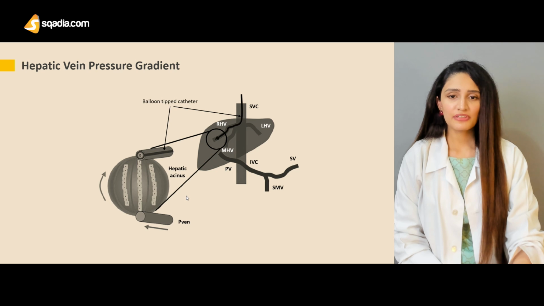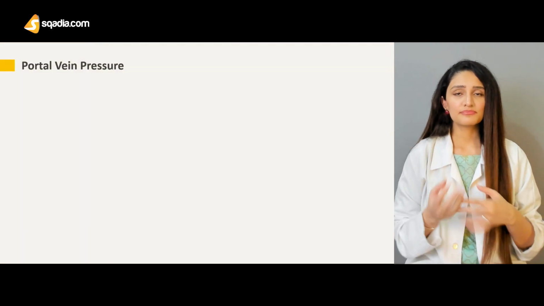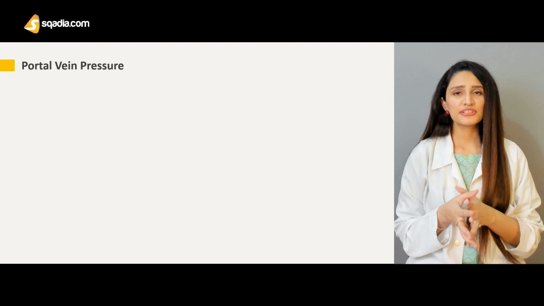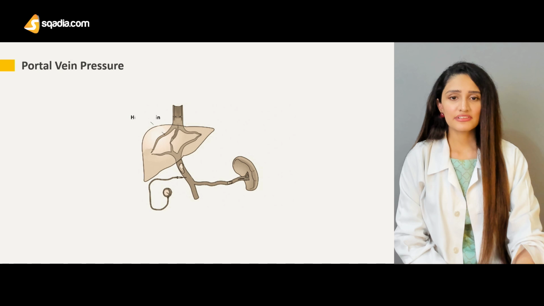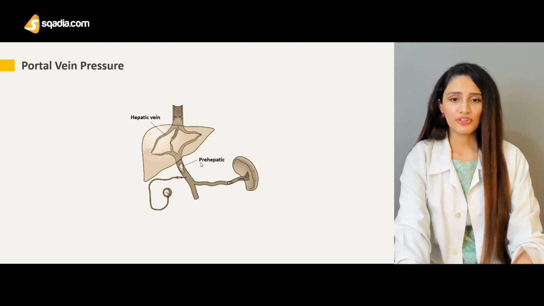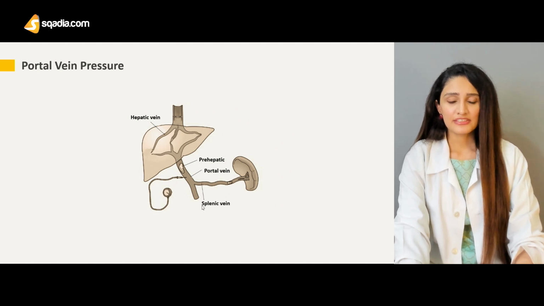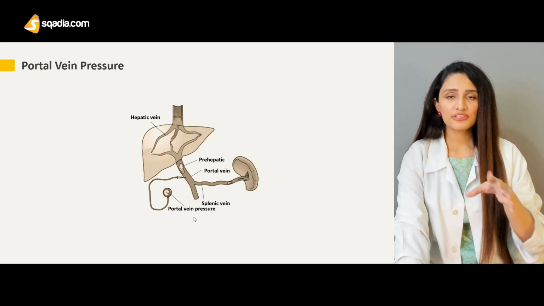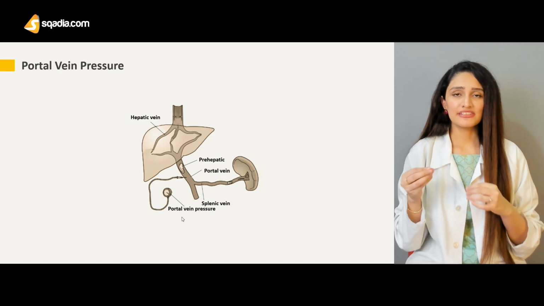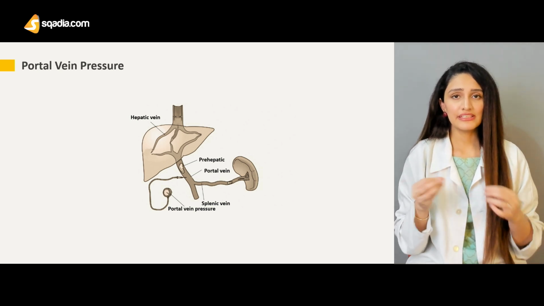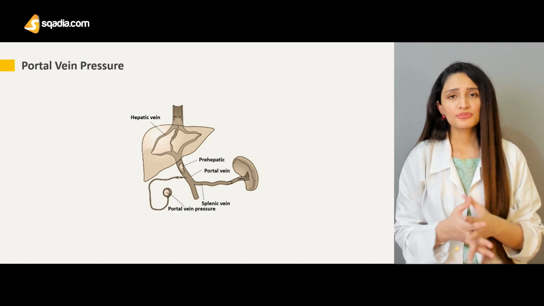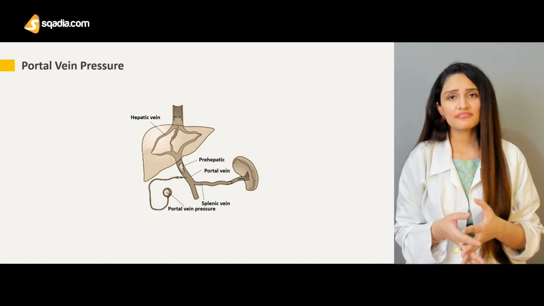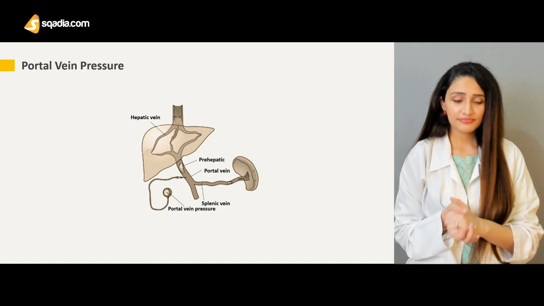If we talk about the second type of measurement, we've got the portal vein pressure, which is a very direct method. So we've got the hepatic vein, the prehepatic vein, the portal vein, and the splenic vein. This is the portal vein pressure. Usually a needle is introduced directly through the skin or through the transjugular approach. It can also be done intraoperatively in an operation theater.